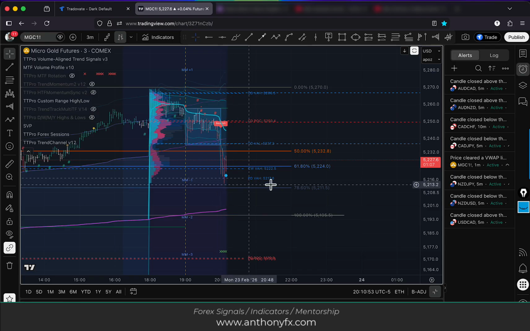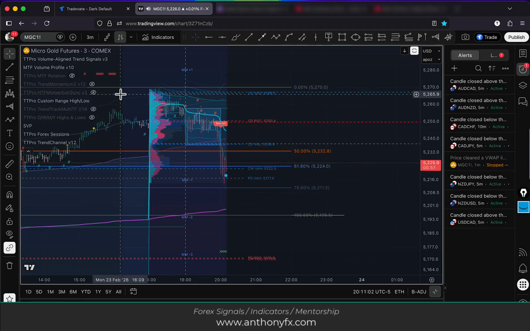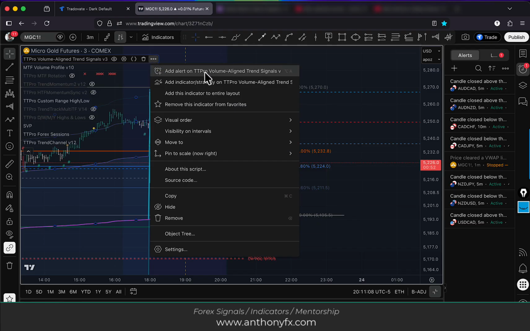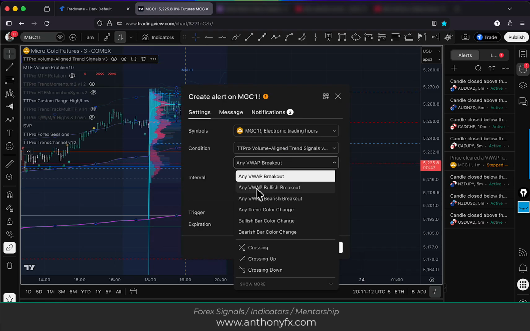It could be range bound. But then, into London or New York, if it's bearish through Asia, it could turn around in London. So what I'd be looking for in the London session would be this. See these 3 dots? I would go for the London session. I would be looking for any VWAP bullish breakout. That would be one. And then see the trend color changes, bullish bar color change. So that would be the 2 alerts that I set up.